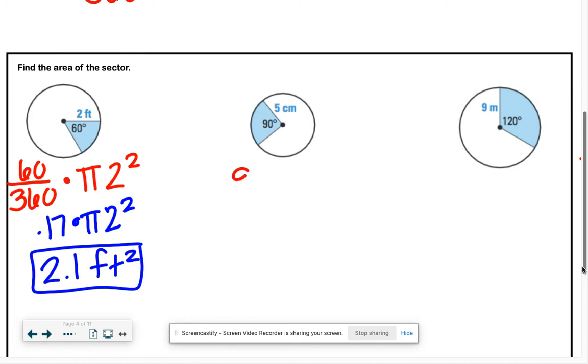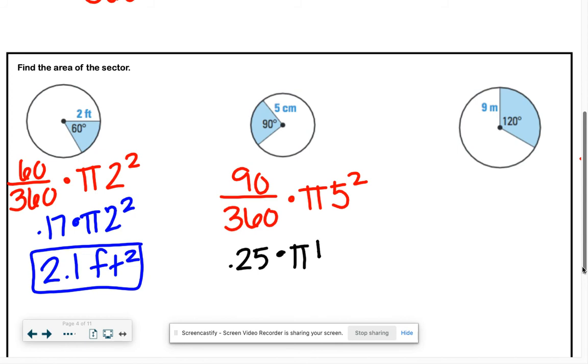So we'll have 90. Divided by 360 times pi 5 squared. 0.25. Yep. 90 divided by 360 is 0.25. Got 19.6. You are way, way fast compared to me. Okay, let's try this.